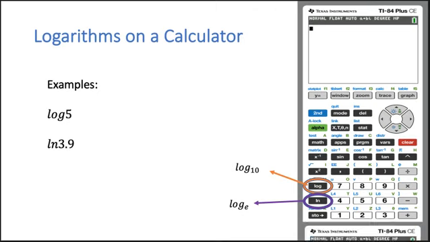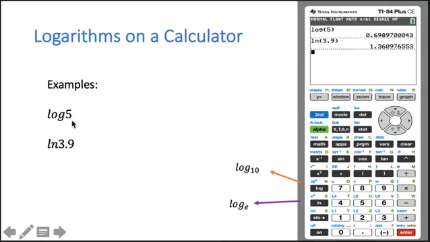So if you want to use those, you can use those to find the log of 5 and the natural log of 3.9. This is called the common log, and this is called the natural log. So the common log of 5, log base 10 of 5, is approximately 0.699. And the natural log of 3.9 is approximately 1.361. Okay, common logs and natural logs is what we just talked about there.